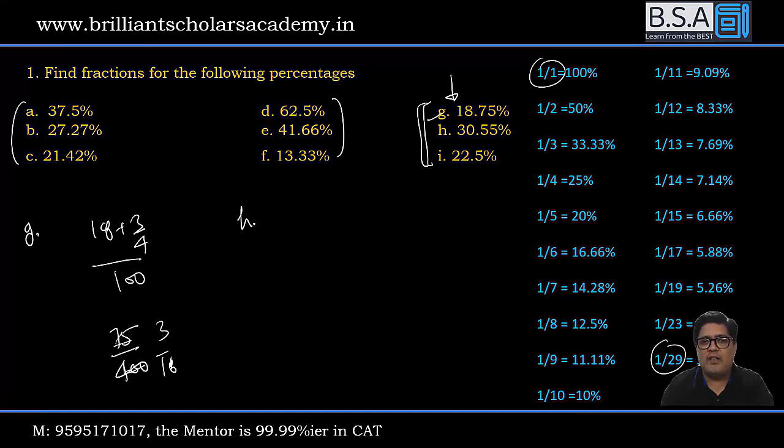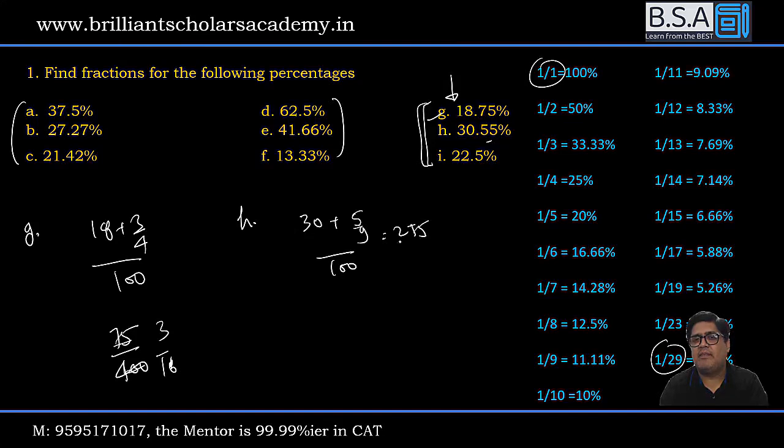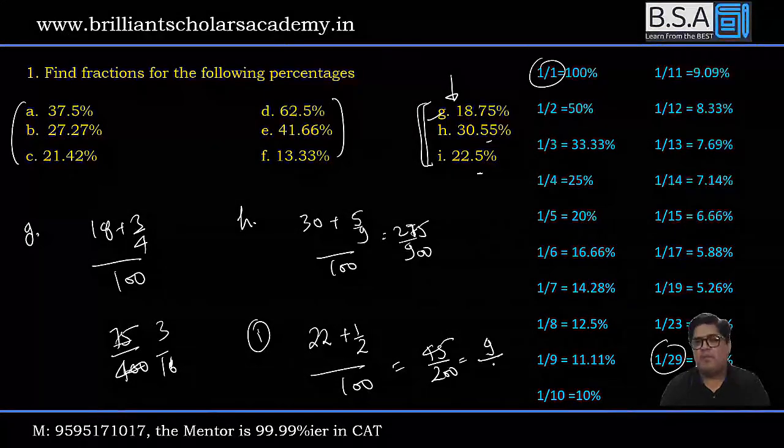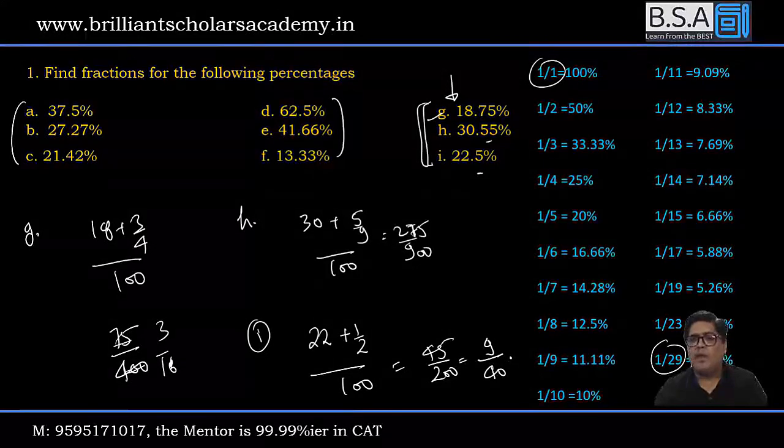You want to work with H. It's just 0.55. Had it been 0.5555, I can do something here. 30 plus 0.555, multiple of 11. कर दो. Leave it. That is 275/900. कर लेंगे अपने हिसाब से, यूज कर लेंगे. What is that? Half a percentage. Done.